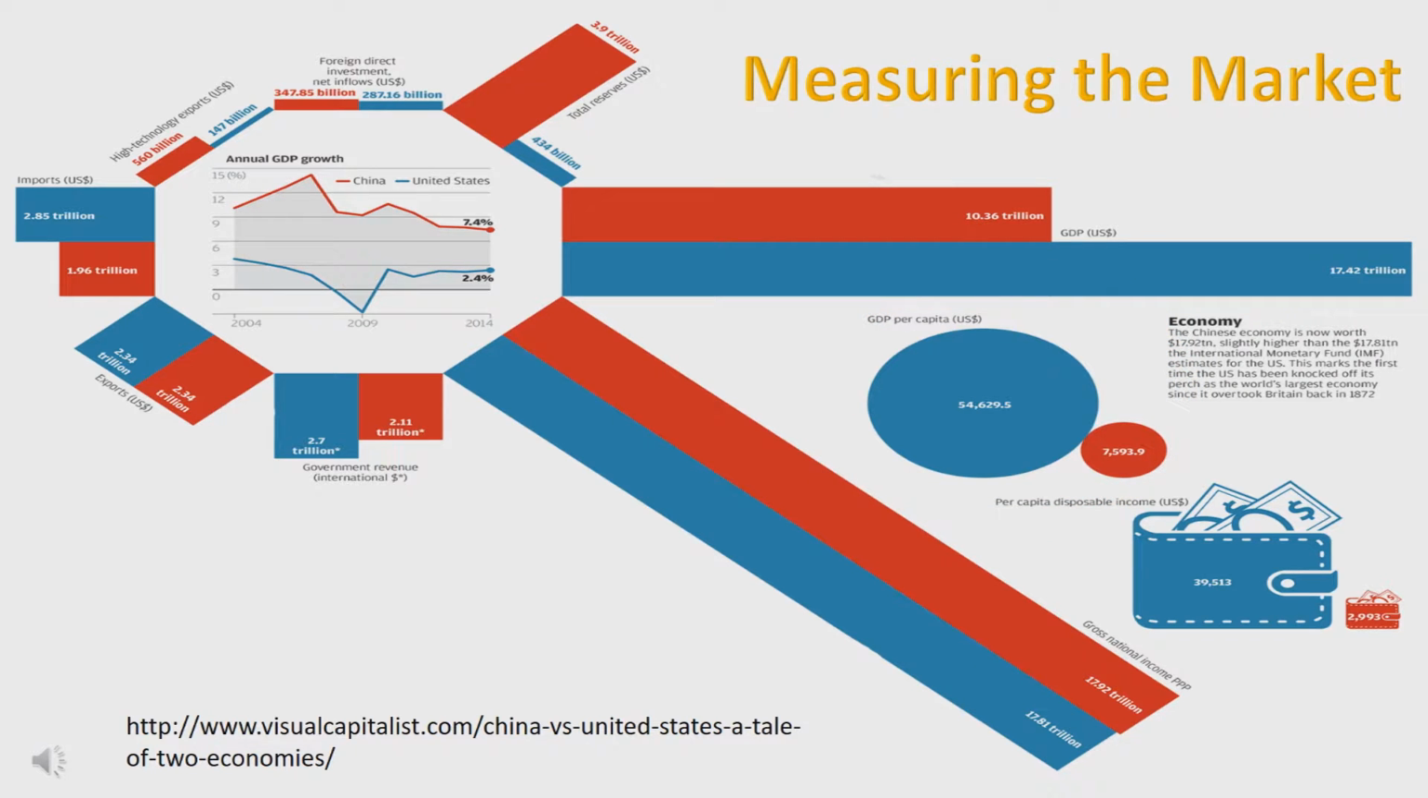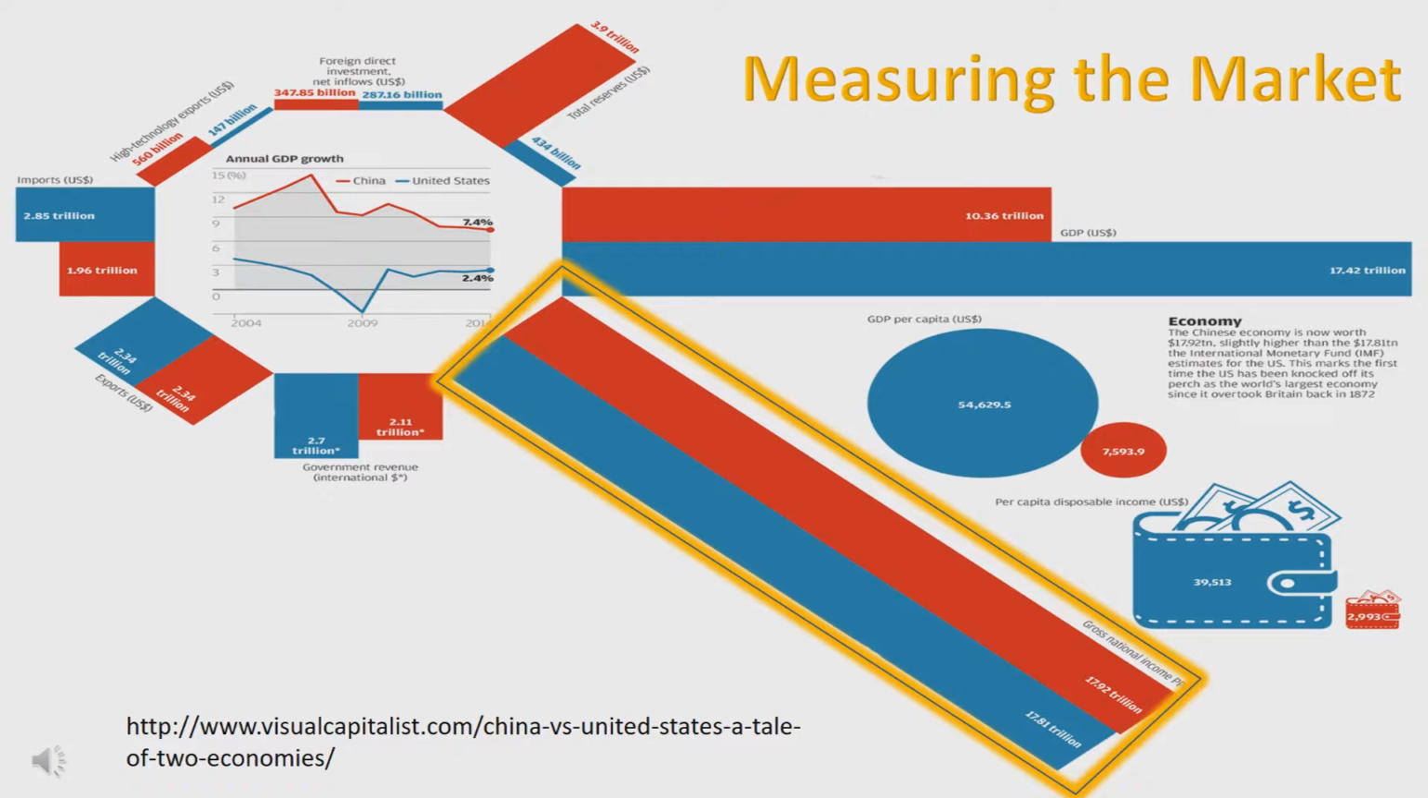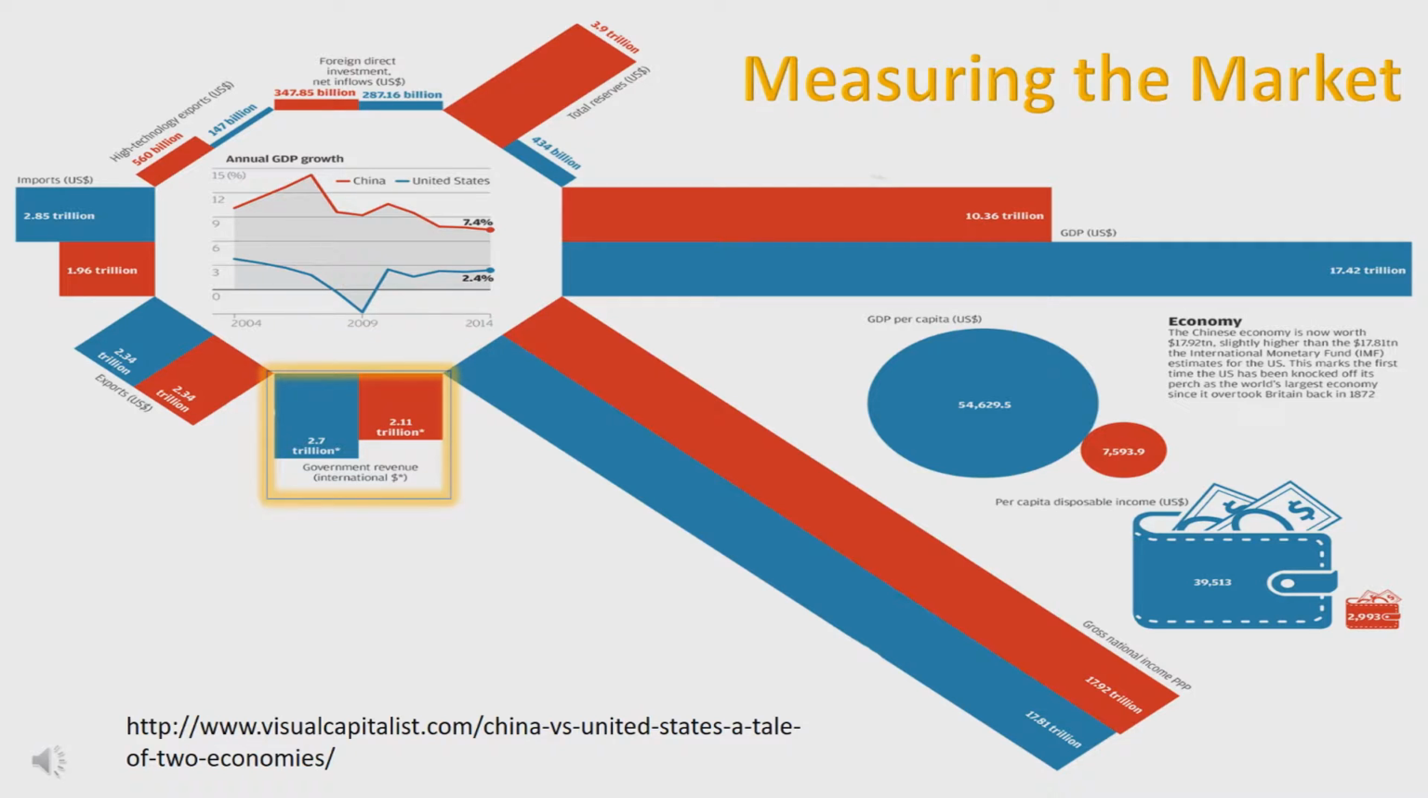The gross national income of China has surpassed the U.S. for the first time in history at $17.92 trillion in comparison to the U.S.'s $17.81 trillion. The U.S., however, is generating more in government revenue at $2.7 trillion in comparison to China's $2.1 trillion. Both countries are comparable in their exports at $2.34 trillion. However, China is importing about $1 trillion less than the United States.